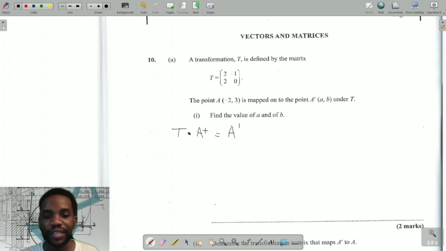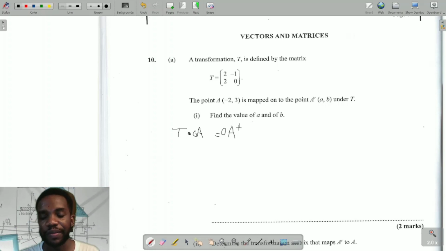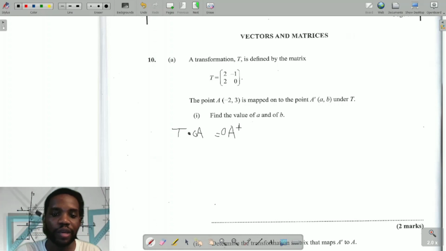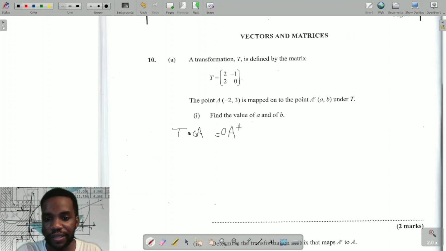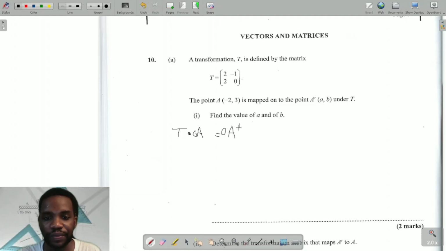So when you multiply T by A, it is really OA, because you're taking it from the origin. And this is really OA prime, because remember, you can always convert every single point to a position vector and every position vector to a point or a coordinate. That connection is very important for how we can go from points to vectors and vectors to points. All right, but let's get right into it.